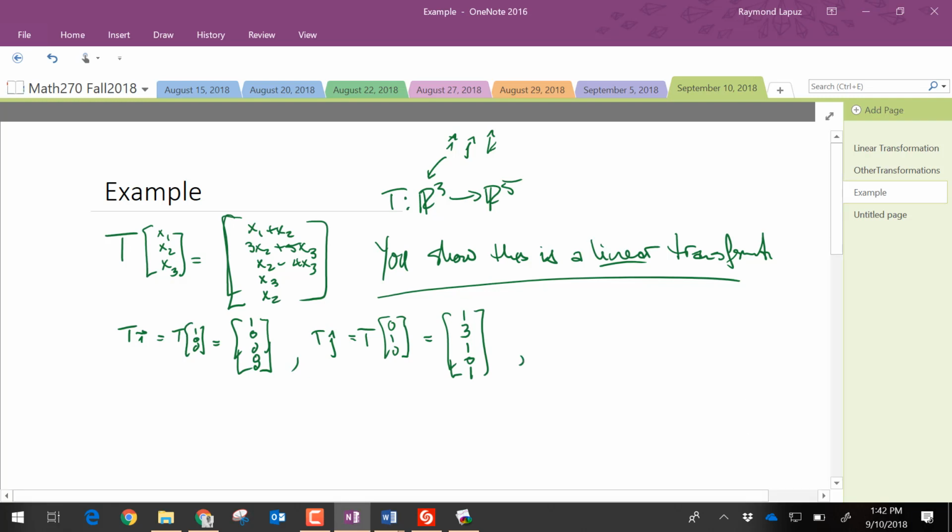All right, and then finally, Tk, what happens is 0, 0, 1 when x3 is equal to 1 and everything else is 0. I will get 0 for the first one, 5 for the second one, looks like negative 4 for the third one, 1, and then 0.